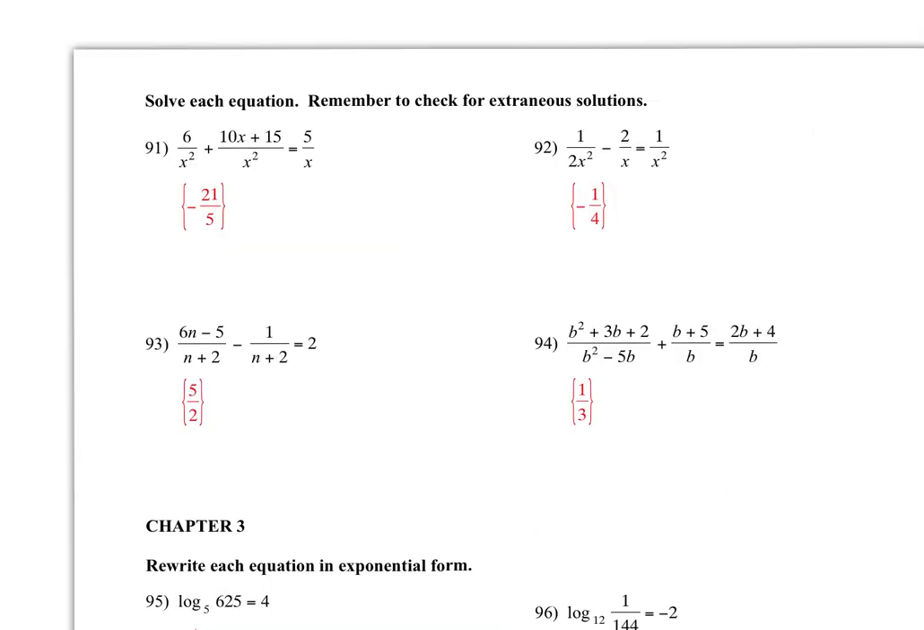So solve the equation, check for extraneous solutions. You literally just have to multiply everything by the common denominator, right? So like for this one, my common denominator is x squared. If I multiply every single piece by x squared, I will get rid of my denominators. And then I just have a basic equation. If it's more difficult, this common denominator is b squared minus 5b. But if I multiply everything by that, I'm going to get rid of all my denominators. And then I'm going to solve.